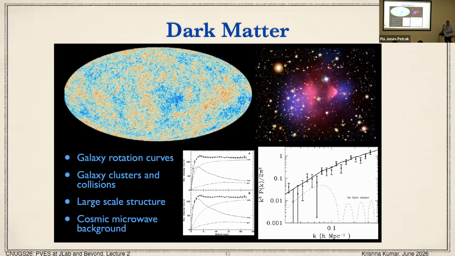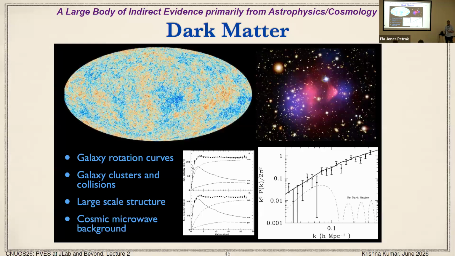Cosmic microwave background, of course, is our most important and most compelling kind of proof that we think there is dark matter out there. So there's a large body of indirect evidence. I emphasize indirect evidence, and I emphasize astrophysics and cosmology. So I'm smiling here because it's up to atomic, nuclear and particle physicists to ultimately directly show that they are correct, because this is all indirect.